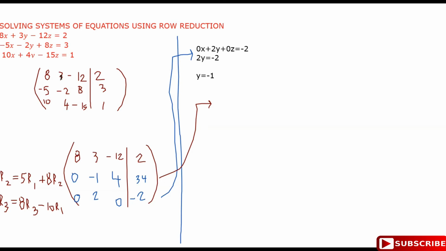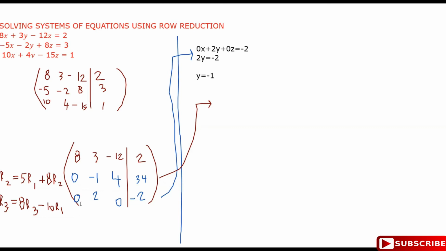5 times this is 15 minus 5 times 3 plus 8 times -2, that's -1, good. 5 times -12 plus 8 times 8, that's 4, that's good. 5 times 2 plus 8 times 3, 34, this is good. Check the last row again. 8 times 10 minus 10 times 8, 0, good.